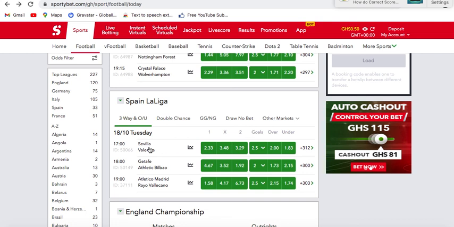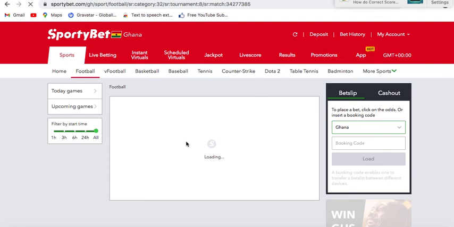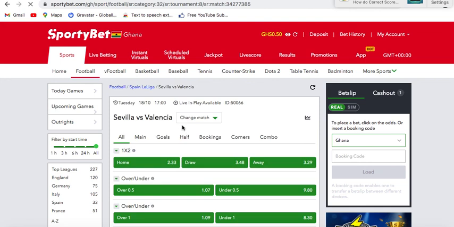And then this game too, let's click on the game. That is the first thing to do. Just open the game. Open the match and see everything clearly. After opening the match, this is what you will see. You will see overs and unders, the goals that both teams are scoring, everything. First half goals, booking, everything.